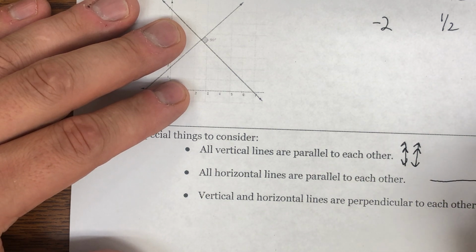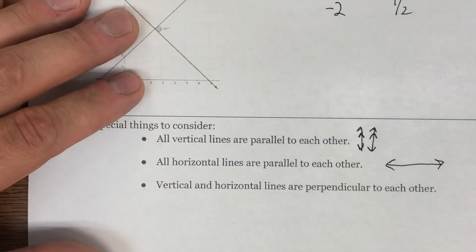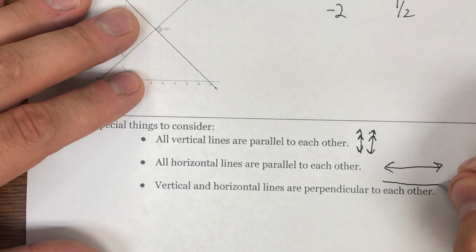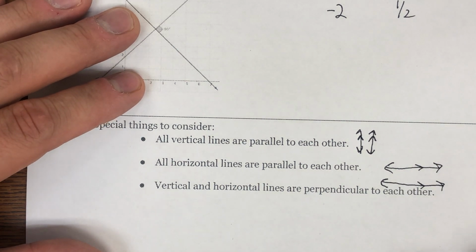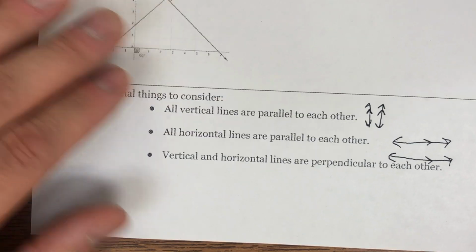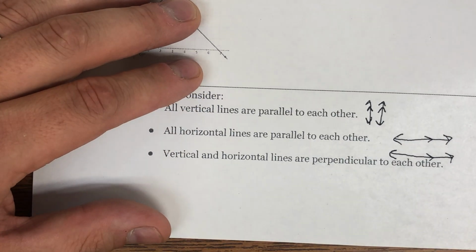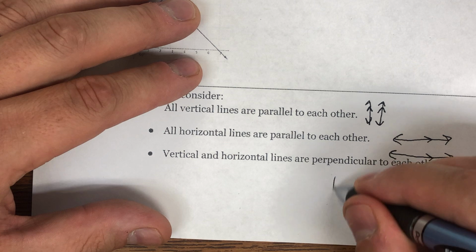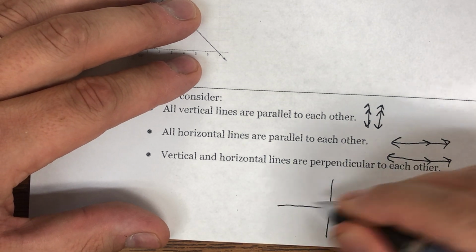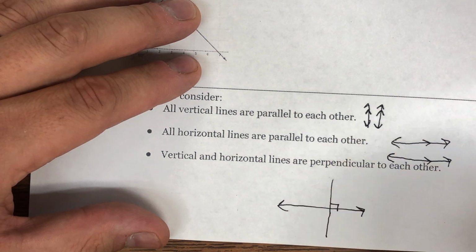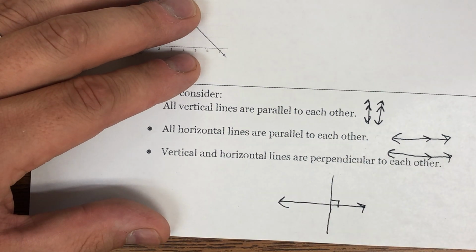Horizontal lines are also parallel. Their slopes are equal. They're both equal to 0. Just different spots. And again, parallel lines are marked with little arrows on the lines. And vertical lines and horizontal lines are perpendicular to one another. Okay, so one has a slope of 0, the other has an undefined slope. So vertical, horizontal are perpendicular, right angle right in the middle.